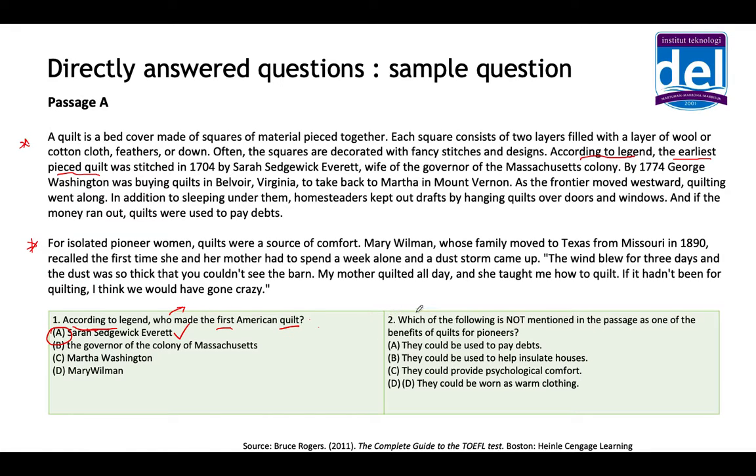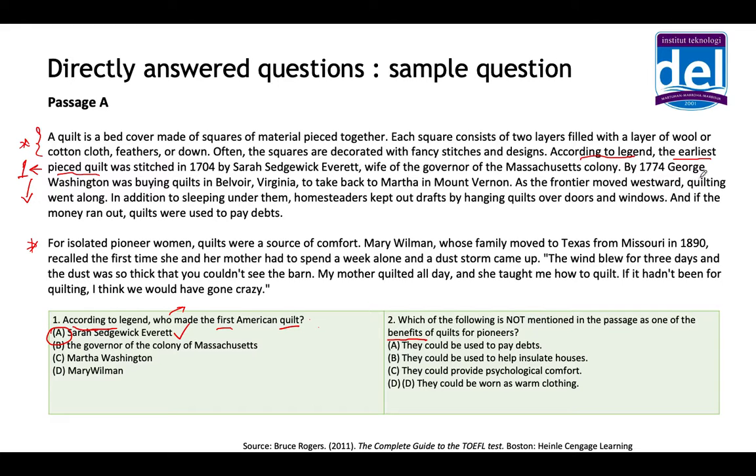Let's look at another question. "Which of the following is not mentioned in the passage as one of the benefits of quilts for pioneers?" The idea in this question is talking about benefits, so we'll be focusing on the benefits of quilts in the sentences. And again, the answer for number 1 is located here. Remember, because the answers for this type of question are usually in order, we will be looking at the next sentences of the paragraph. It means that we don't have to go back to the previous sentences. We'll just be focusing on the next sentences, and we take the idea of benefits to the paragraph.